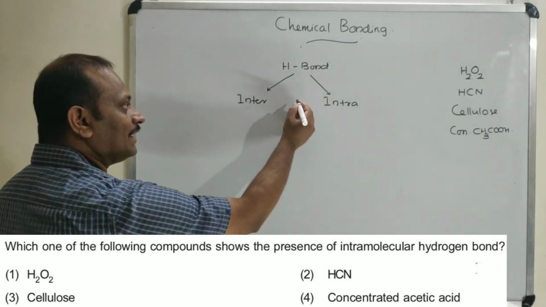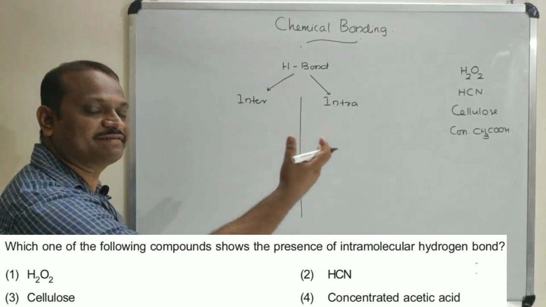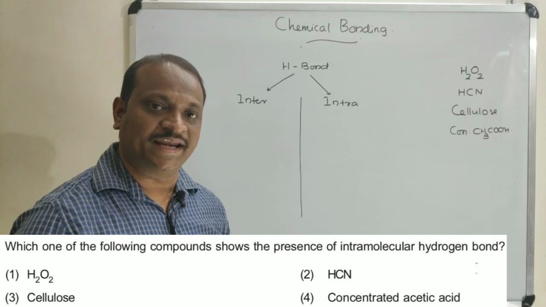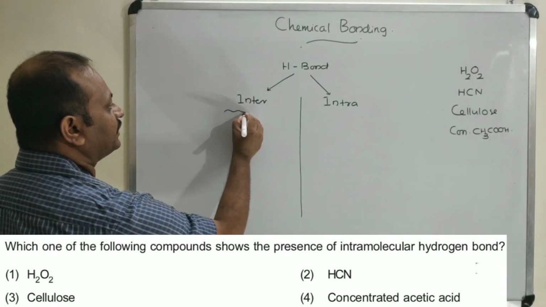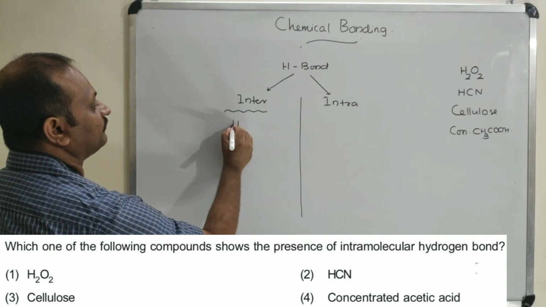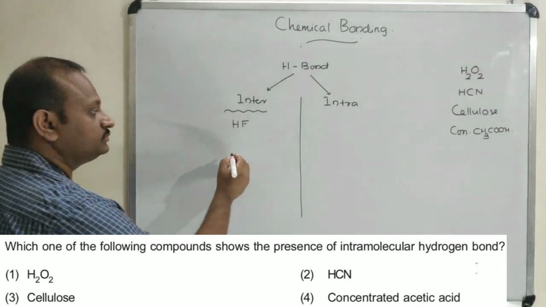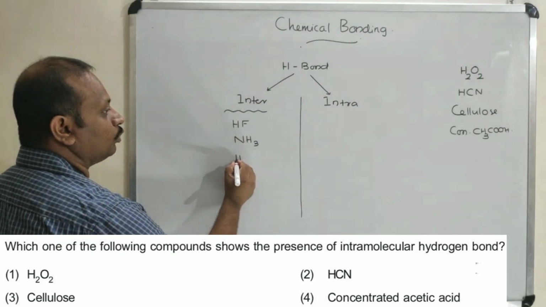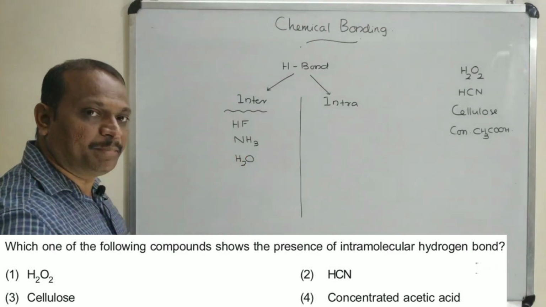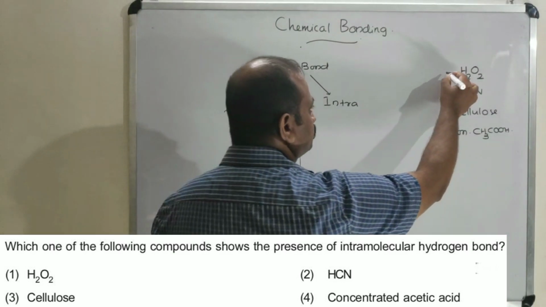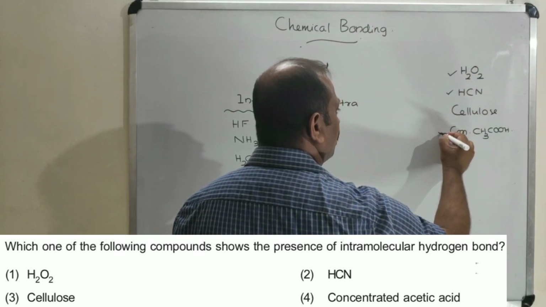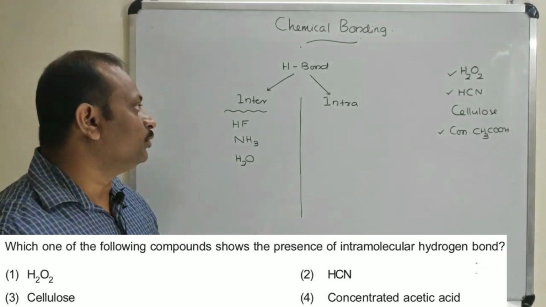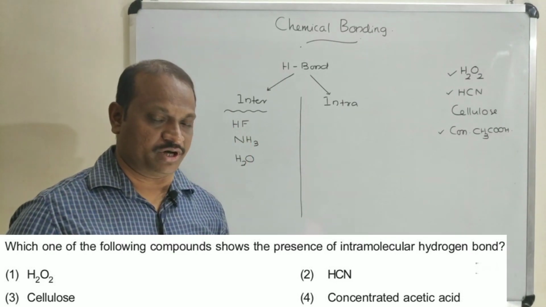So what are the examples for intermolecular? And what are the examples for intramolecular? See, the most common examples that we need to be familiar with for intermolecular hydrogen bonding: you have HF, next molecule ammonia, and next molecule, water. So apart from this, H2O2, HCN, concentrated acetic acid. These molecules possess intermolecular hydrogen bonding.